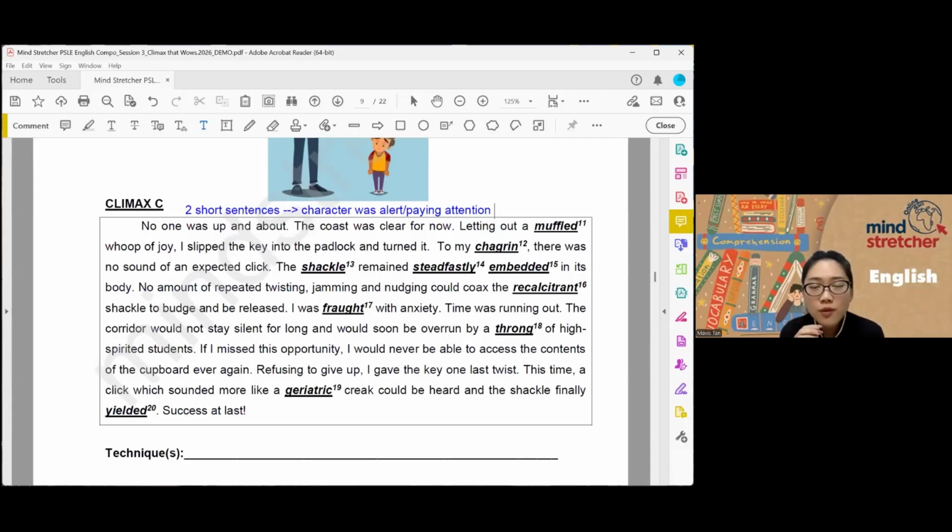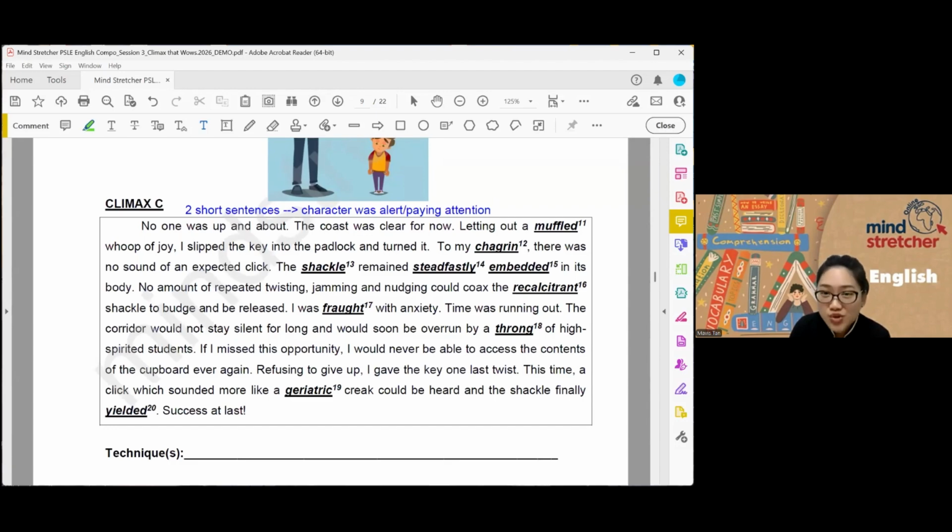Letting out a muffled whoop of joy. Why must it be muffled? What is a whoop of joy? Hmm, it's a muffled whoop of joy. Can you, behind your screen, try and show your parents what is a muffled whoop of joy? Okay, it's very soft. You're not even opening your mouth. I'm very happy, but I'm making a sound. Okay, so it's a muffled whoop of joy. Why? Because he's committing a crime. He has to be quiet.